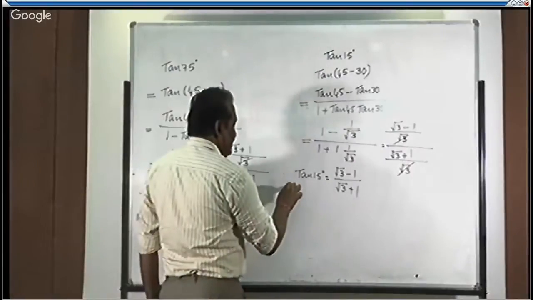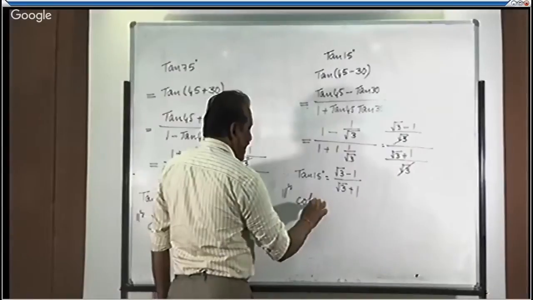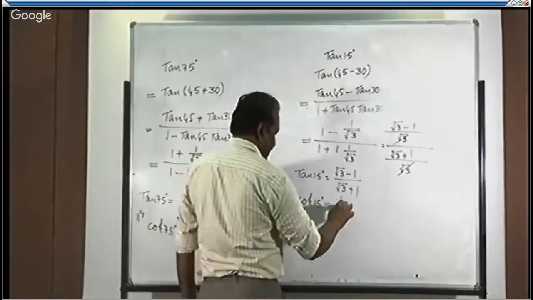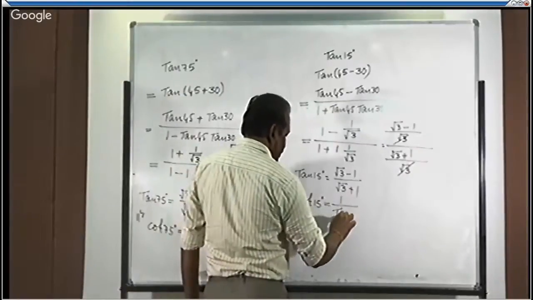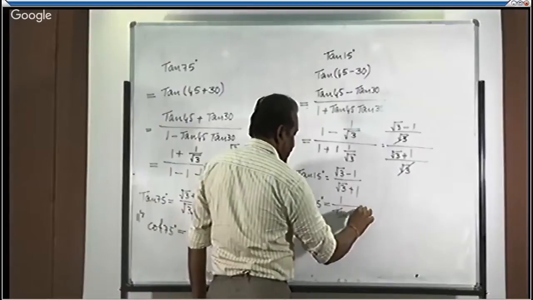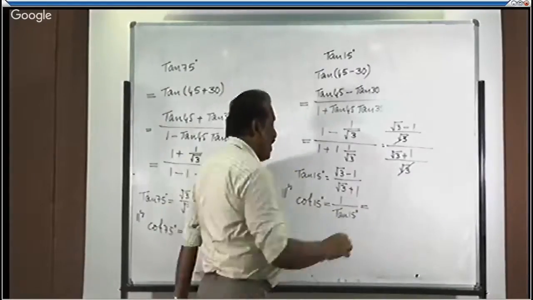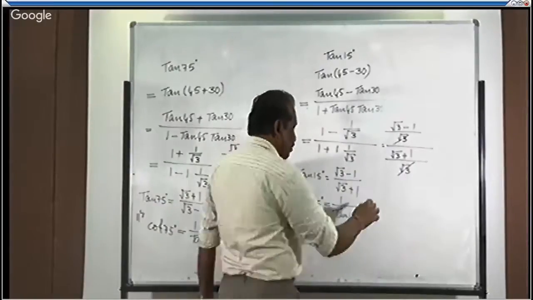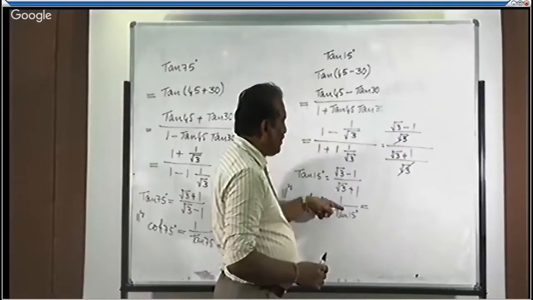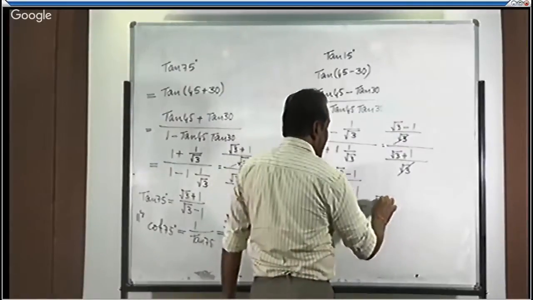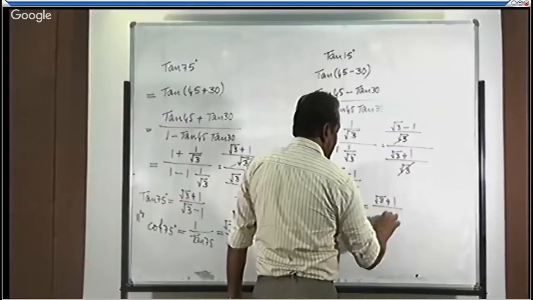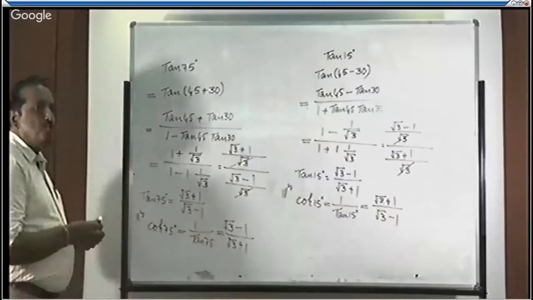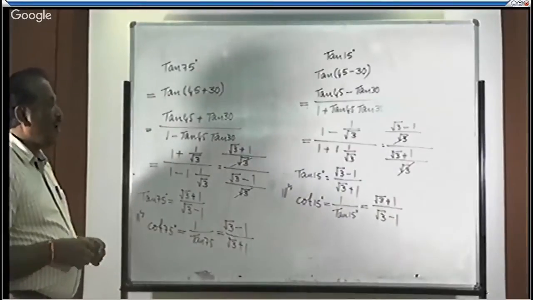So you can write similarly cot 15 degree. As we all know, cot is the reciprocal of tan. Therefore, cot 15 degree, you can rewrite it as 1 by tan 15 degree. This is equal to 1 by, so tan 15 degree is root 3 minus 1 divided by root 3 plus 1. The denominator goes to the numerator. That is, you will get root 3 plus 1 divided by root 3 minus 1. So in this fashion, you may find the numerical value for cot 15 also.